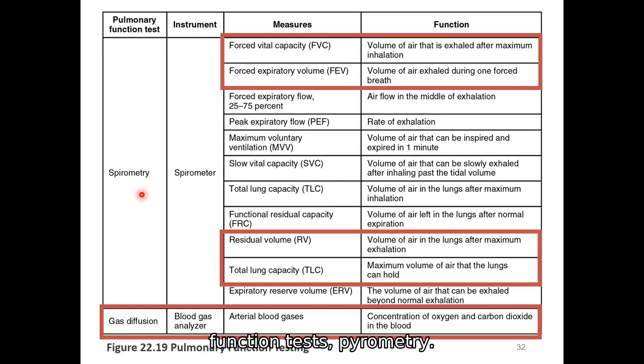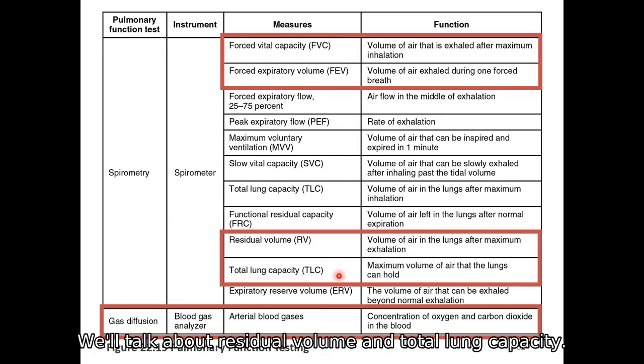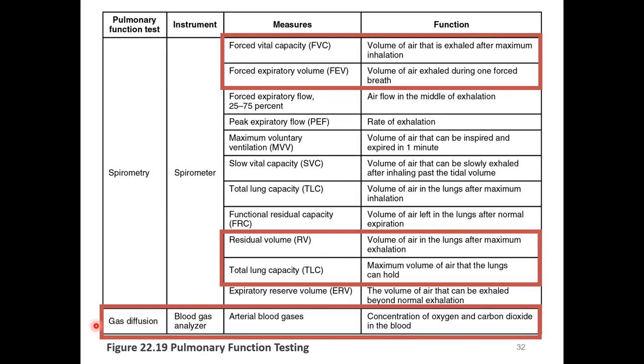So your book just kind of talks about pulmonary function test, spirometry. The instrument is a spirometer. And we're going to kind of just key in on forced vital capacity, forced expiratory volume. We'll talk about residual volume and total lung capacity. The last part we talk about balance, we will be doing some ABGs, which are arterial blood gases. And so I'll connect those later in this unit.